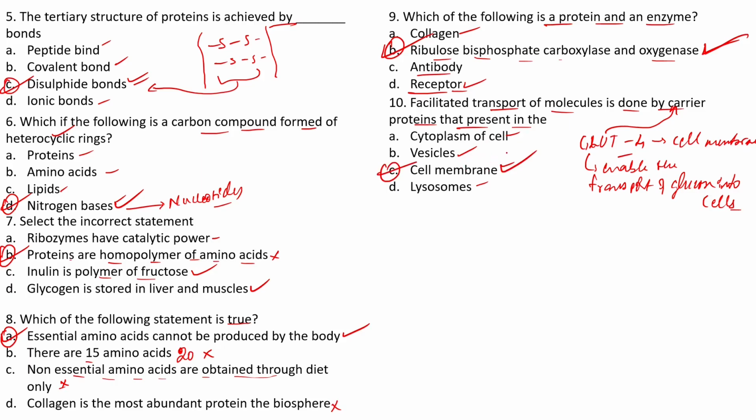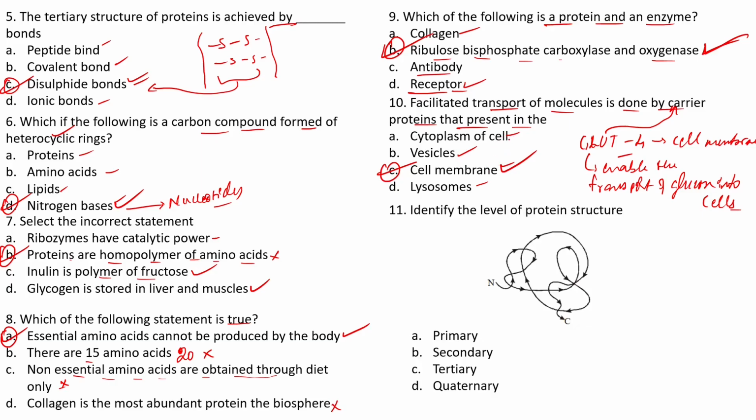Now moving on, identify the level of the protein structure. If you look at the diagram given in your textbooks, you can see the looping, as I had drawn a rough schematic representation in the class. The looping and folding is actually the tertiary structure. So primary no, secondary no, tertiary yes, exactly, this is a tertiary structure. Quaternary no, it is not a quaternary structure.